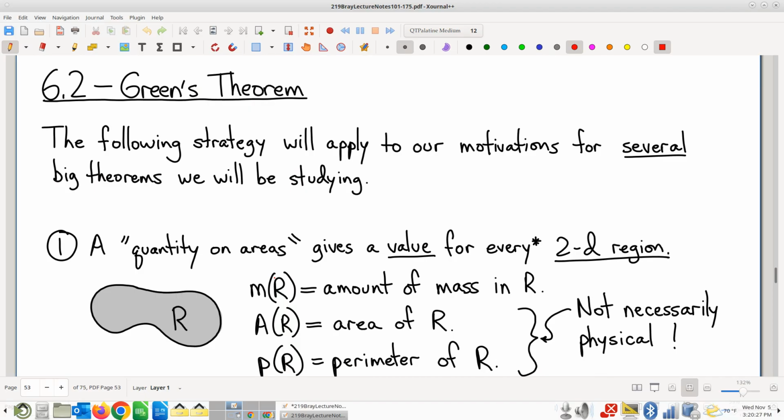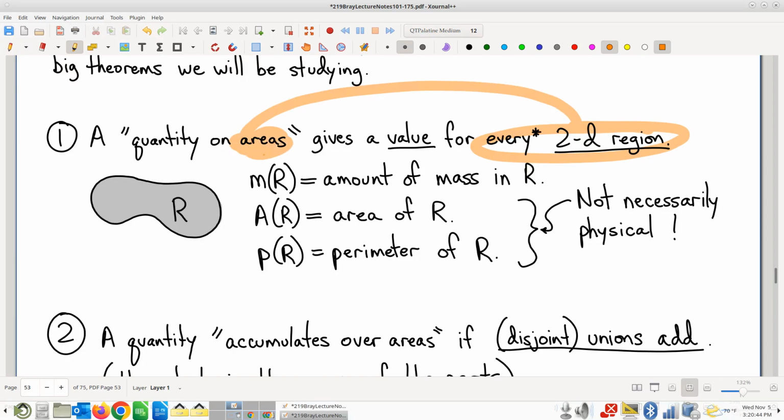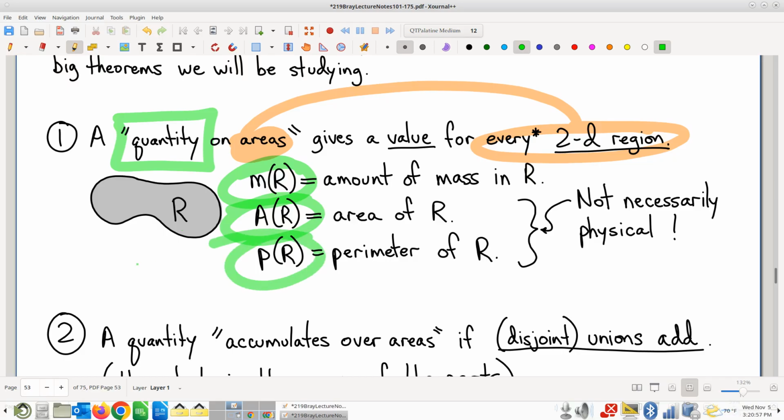So this is going to pay off multiple times, and what we're going to see today is really the first example. Last time we talked about this idea of a quantity on areas. No big deal. All that means is that if you've got some two-dimensional region, I should be able to associate some value to that region. For example, we can talk about the mass in that region, or the area of that region, or the perimeter of that region. You give me a region, I give you a value. Does that make sense to everybody? It's just something that we associate to every region.